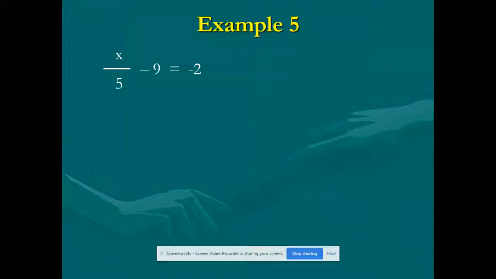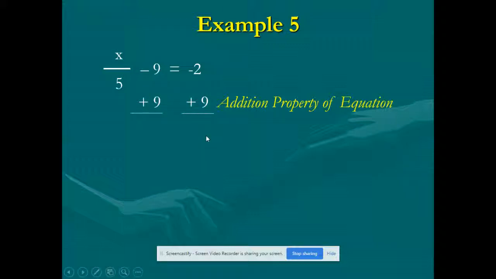Oh, no, I lie. I've got another example. Okay, so we've got x divided by 5, take 9. So we start with our take first, and we make it a plus 9. So we go plus 9, those two cross each other out. Negative 2 plus 9 will give us negative 7. So we've got x divided by 5 is equal to 7.